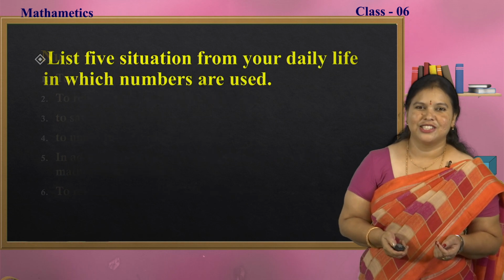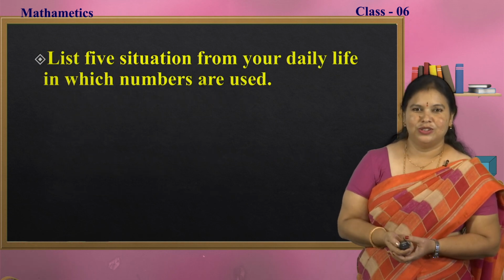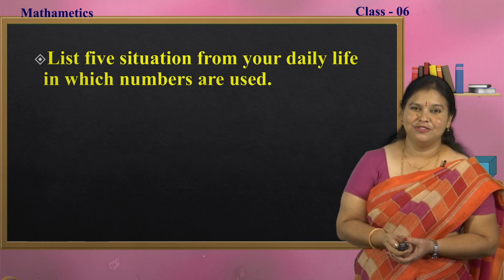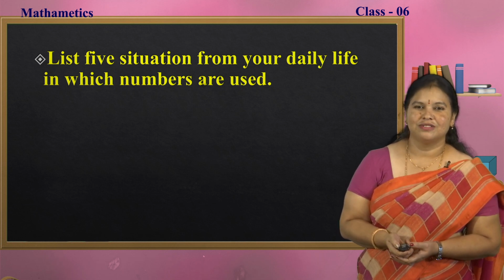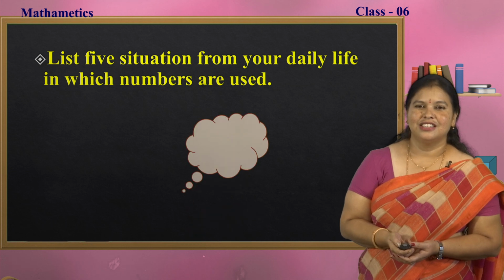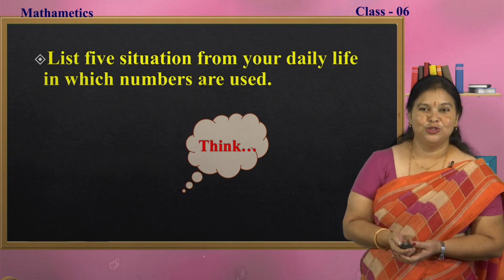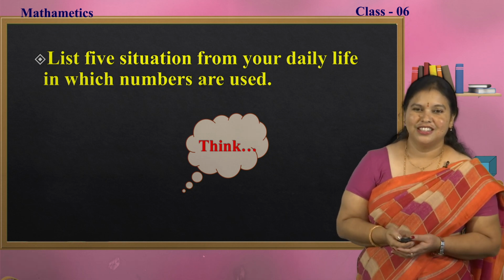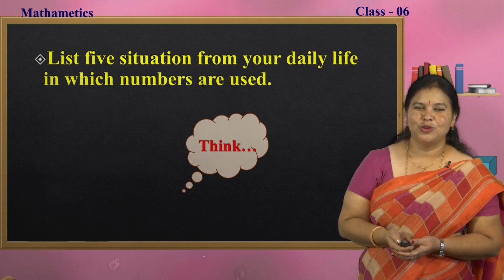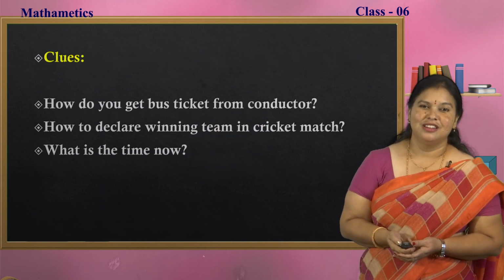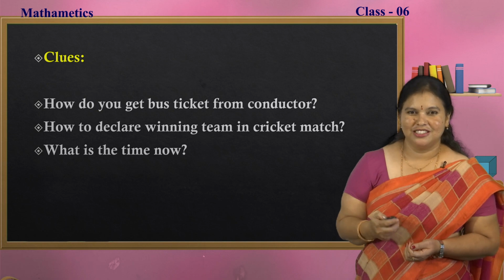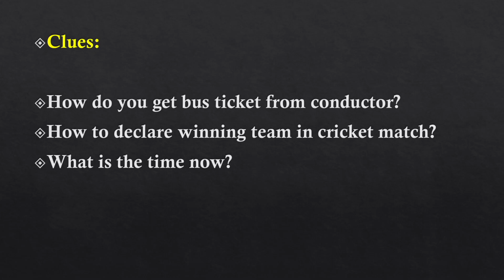Okay, we will see the next one. Can you just list out any 5 situations from your daily life in which numbers are used? Yes, you have to list out any 5 situations in which you use numbers in your daily life. Think. Okay, let me give you some clues. How do you get a bus ticket from the conductor? How to declare the winning team in a cricket match? What is the time now? Like this, you can write many different situations. I hope you will do it at home.